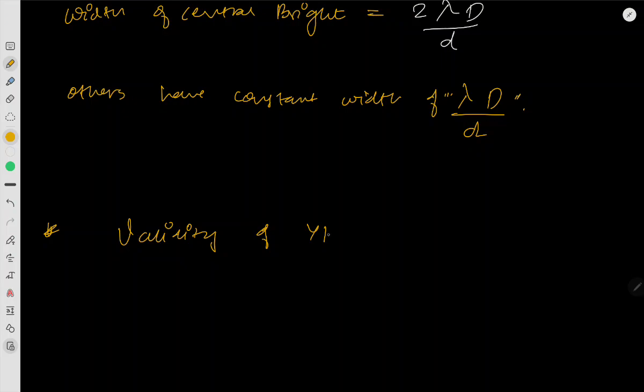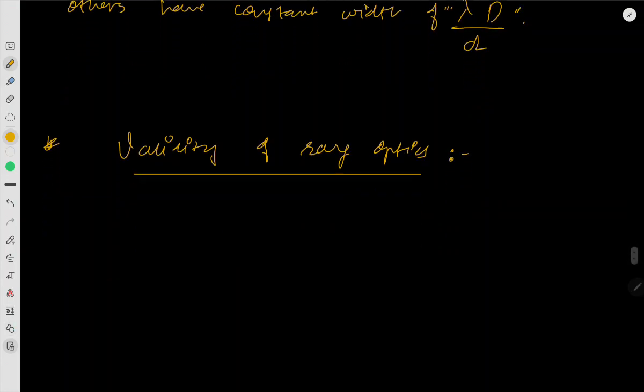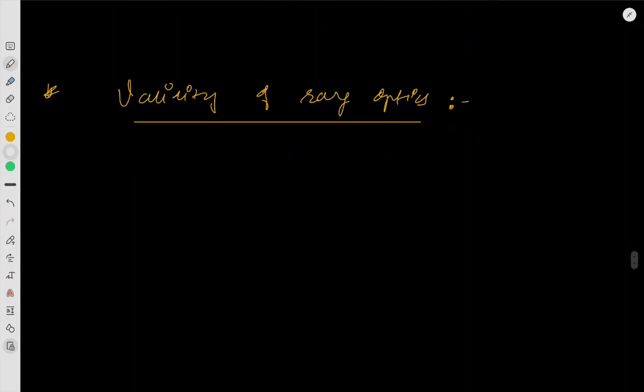And now the last thing to note is the validity of ray optics. Now, how is ray optics introduced in between? The scientists found the dual nature of light: in some situations it behaves like a particle, while in some situations it behaves like a wave. So where to consider it as a wave and where to consider it as a particle, they found the validity of ray optics.